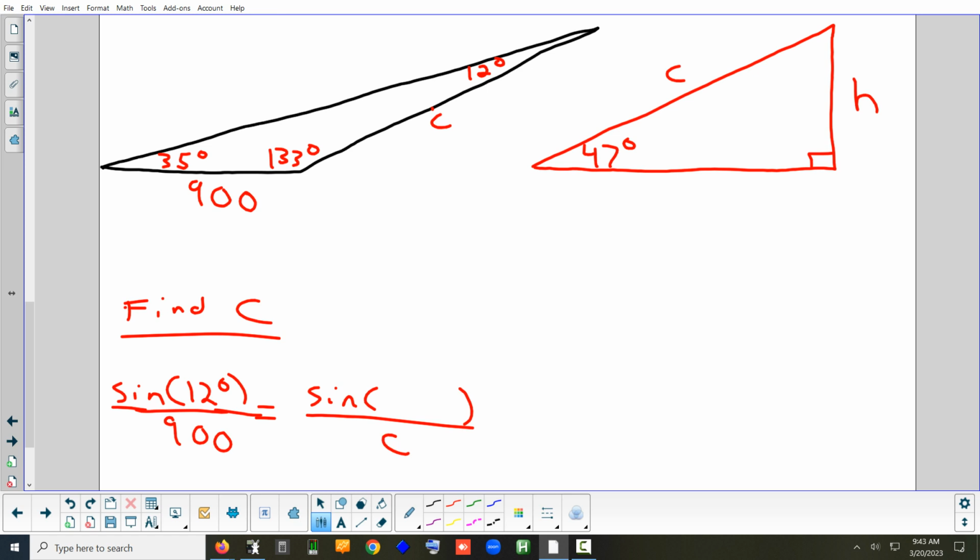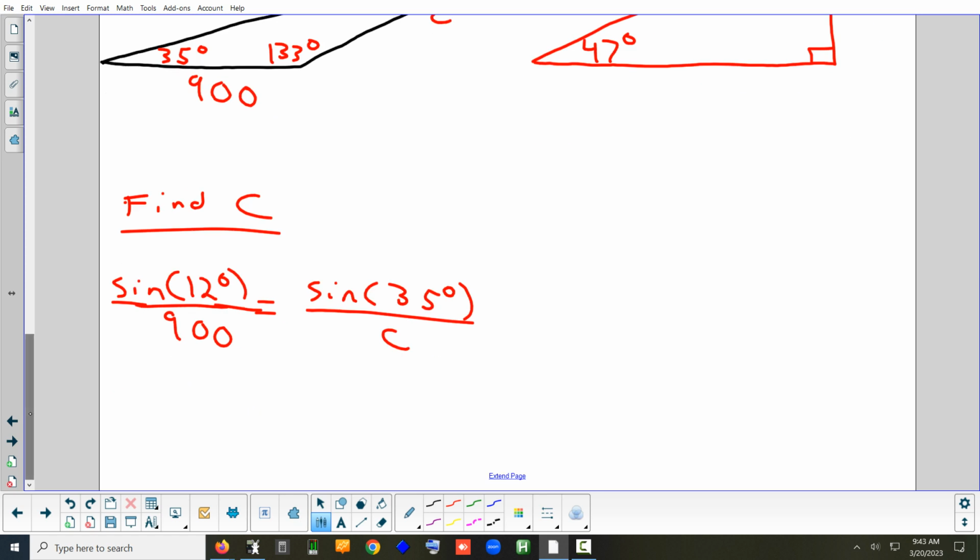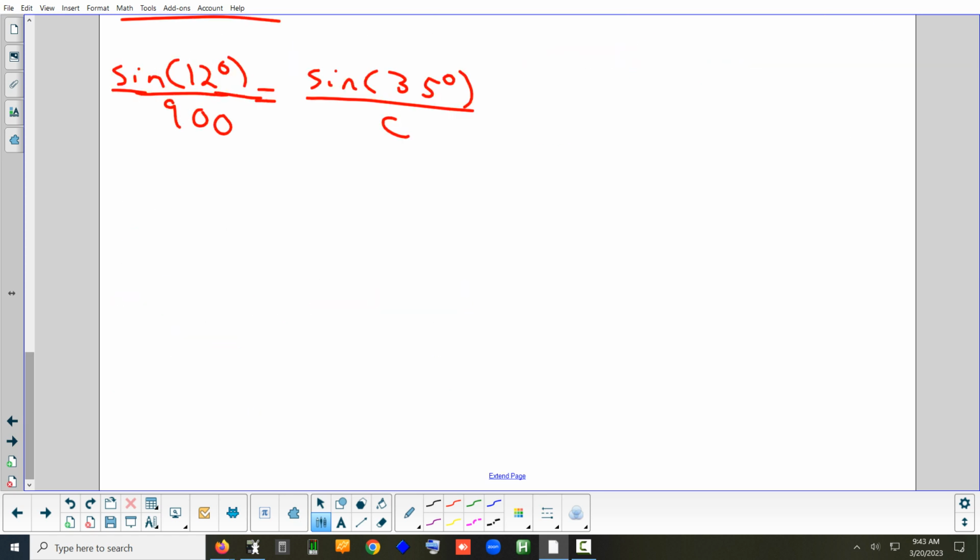And the last step to get H, which is the height of the mountain, we need to get H by itself. How would I get H by itself there? You multiply by 2,482. Yep. Multiply each side by the 2,482.88. So 2,482.88 sine 47.